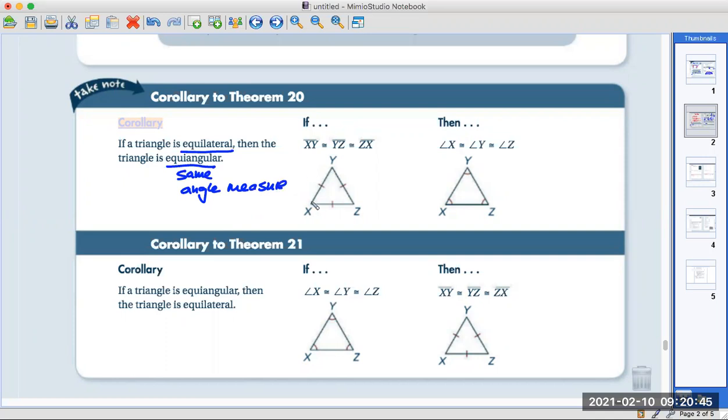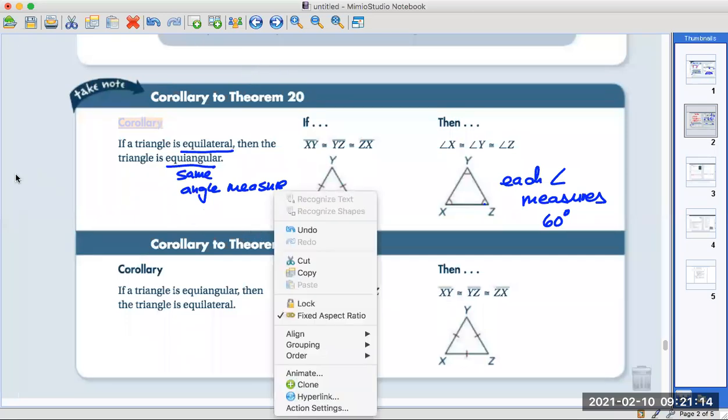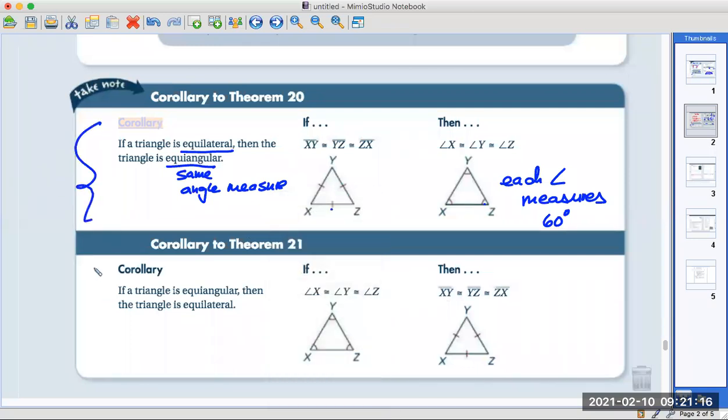So notice our triangle has 3 equal sides, 3 equal angles. Each angle measures 60 degrees. Okay, and backwards, if you have 3 equal angles, you also have 3 equal sides. Okay, so that's the equilateral. So you want to also make yourself a little note to pay attention to this.